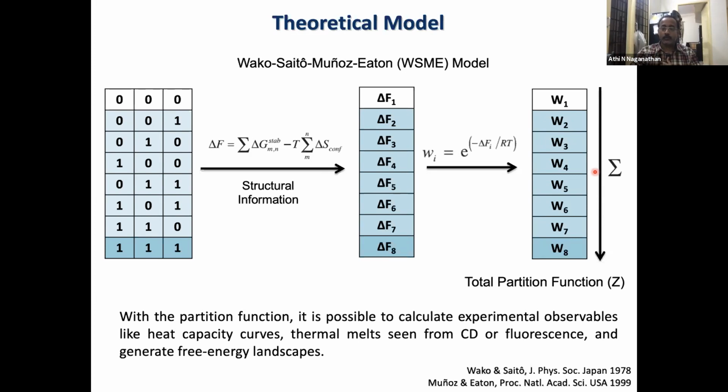Here, you will be weighted by this particular Boltzmann weight, and that will direct you in one way or the other, depending upon whether a particular state is more energetically favorable or less energetically favorable. So this is a very simplistic model that was developed in 1978 and 1999.